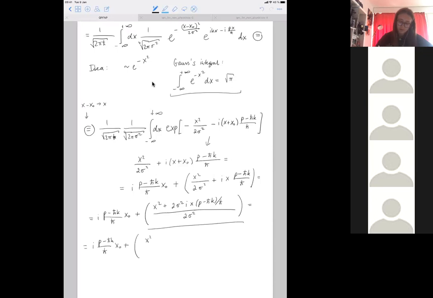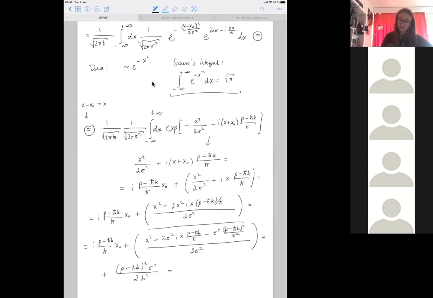So we have x squared plus 2 sigma squared i x p minus hk over h minus, because we have an i, sigma to the 4 p minus hk squared over h squared, over 2 sigma squared. And then we just have to add it here again. And what we get here is plus p minus hk squared sigma squared over 2h squared.